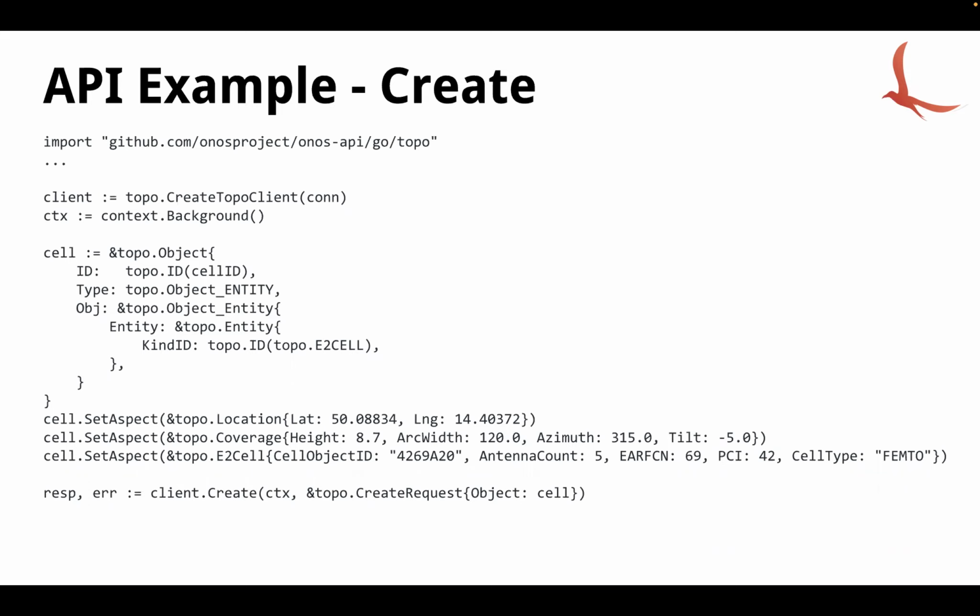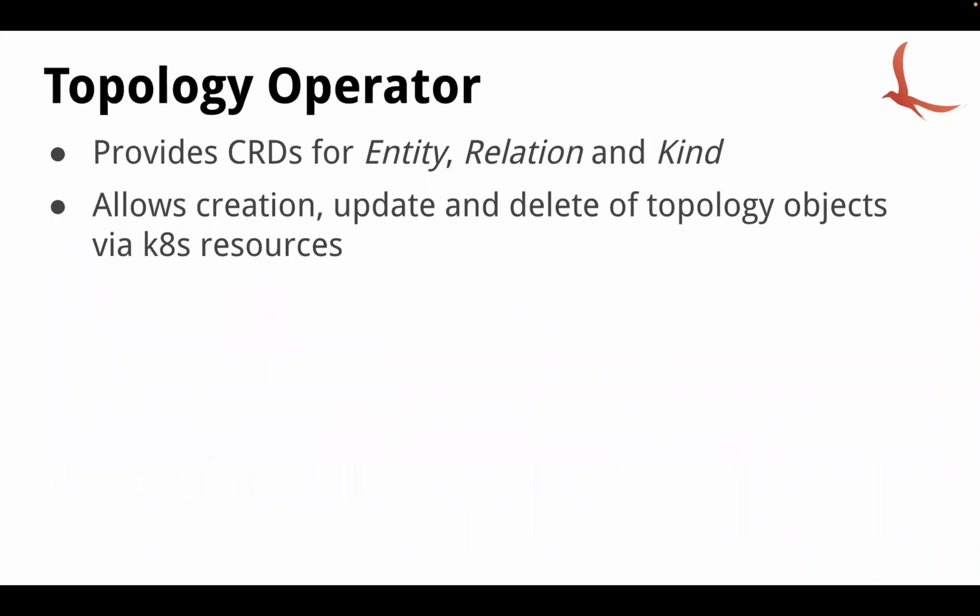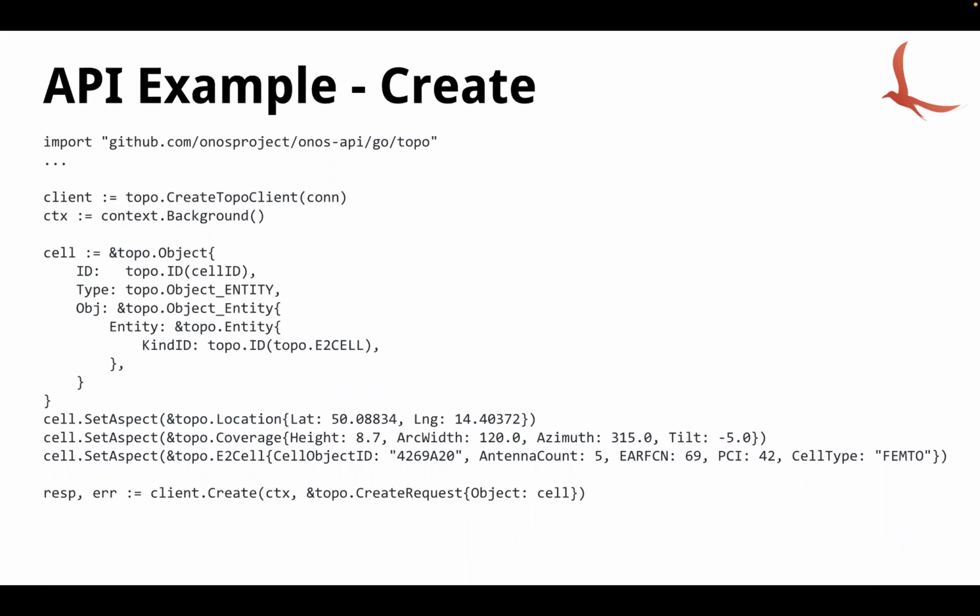Okay, so anyway, that's the topology operator. Let's go through some examples of the API in Golang, just to show you. It's fairly straightforward, in the sense that you can create a topo client and a context for the operation. Then you create the object, assign it the ID and the type, and then create the appropriate type inside of it.